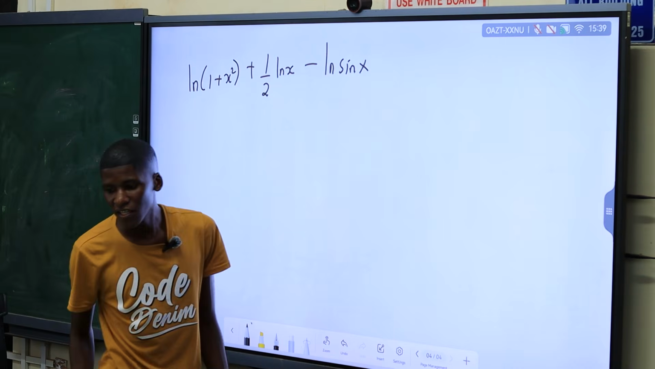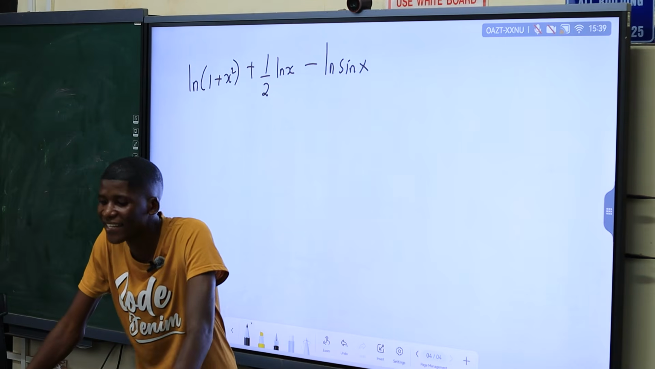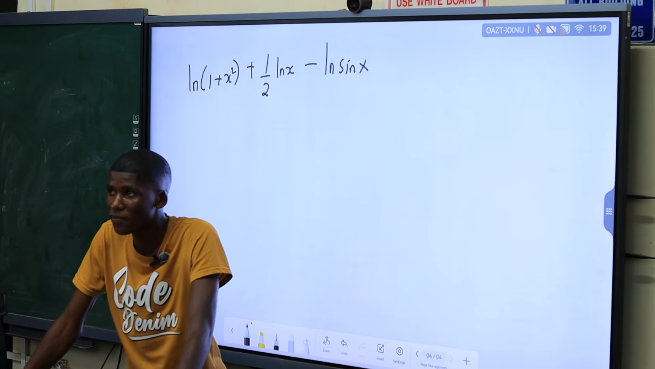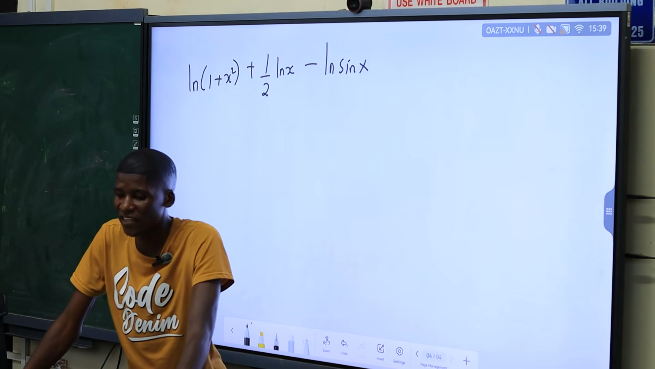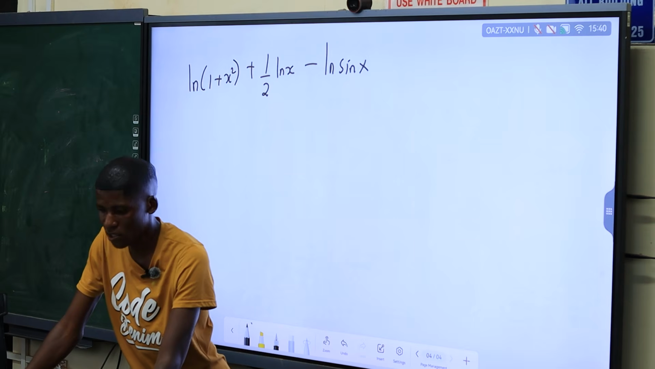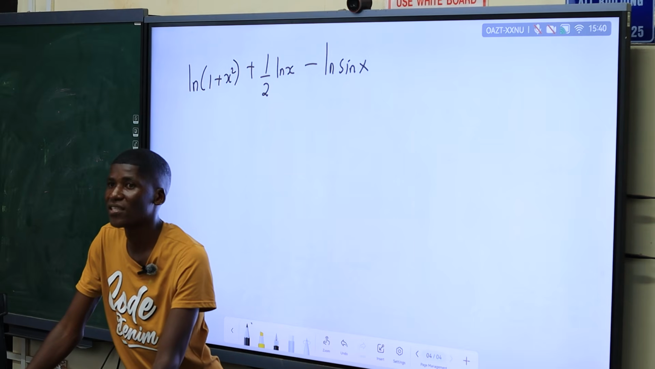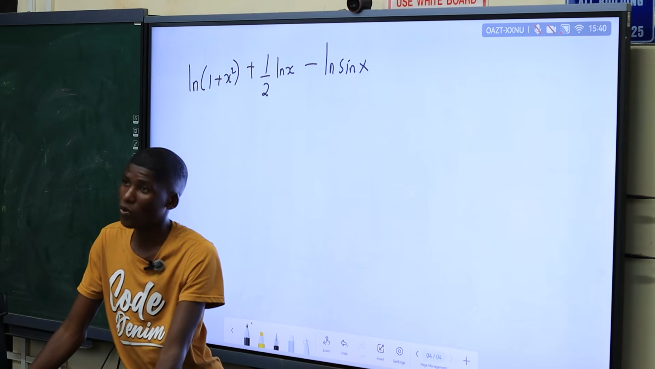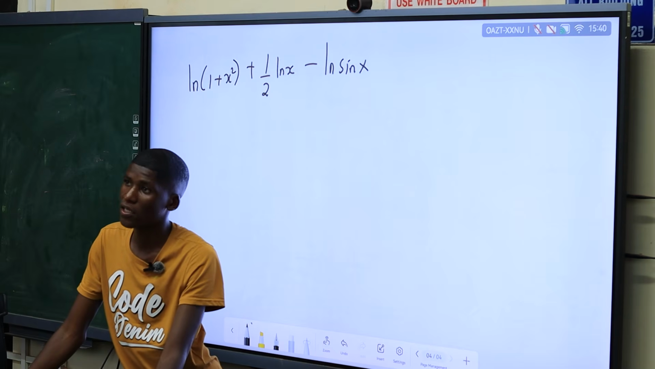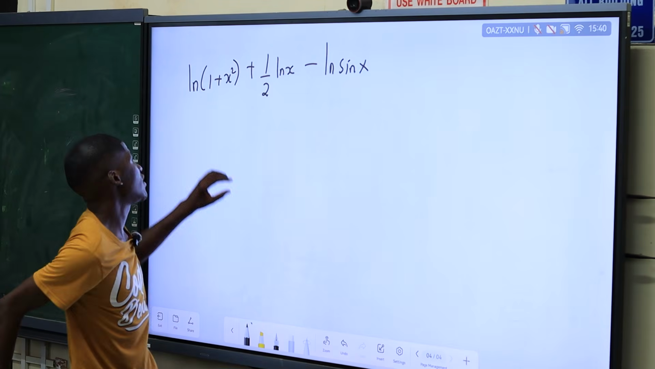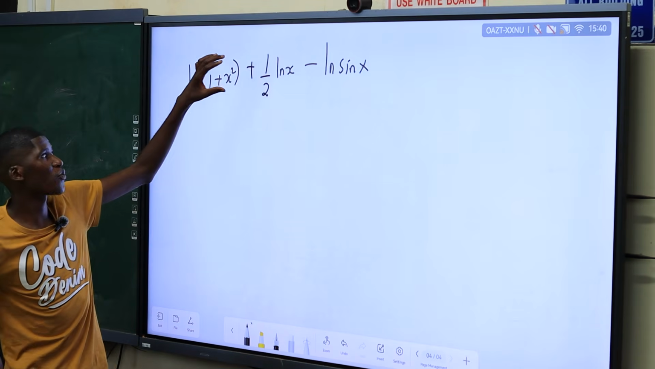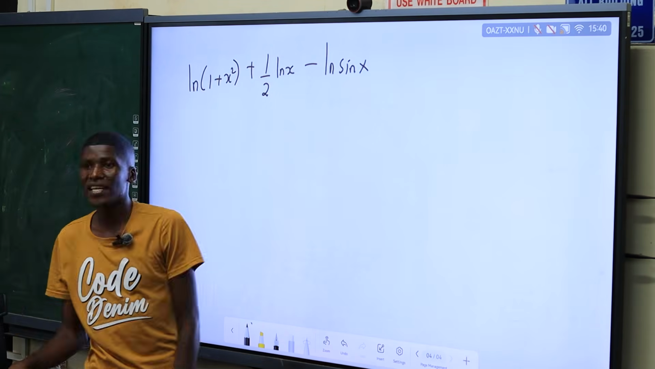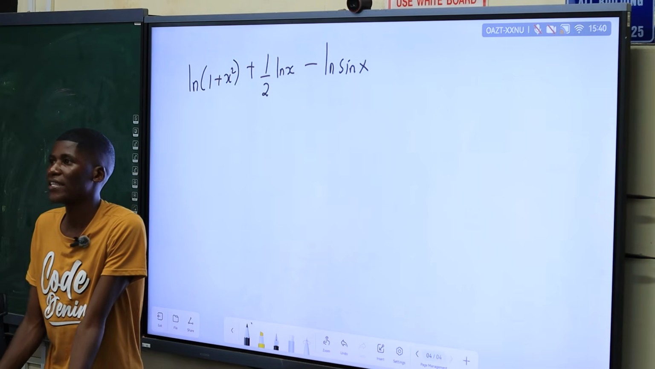Number 5. Express the given quantity as a single logarithm. How can we do that? We want just one logarithmic function, only a single log. We have ln of 1 plus x squared plus half ln x minus ln sine x. What can we do?